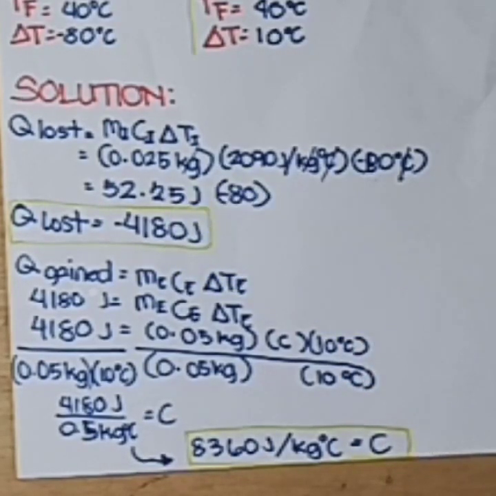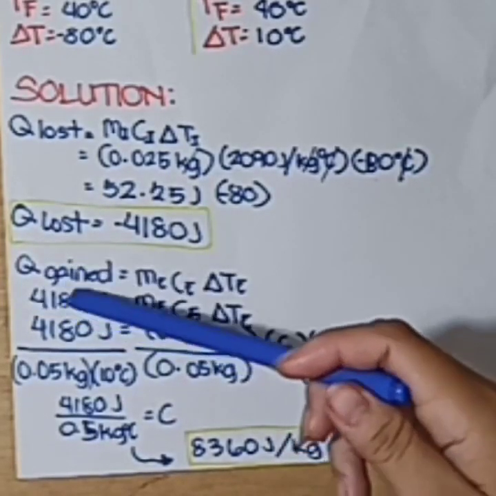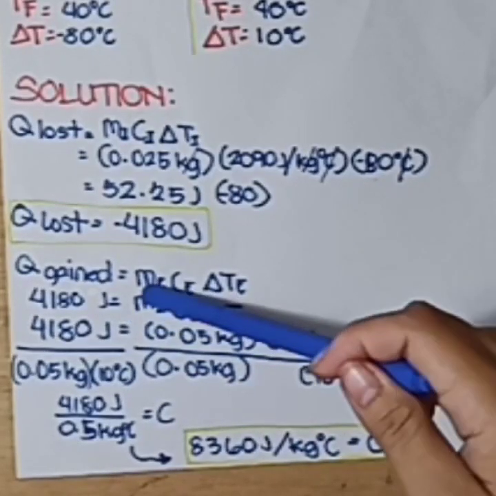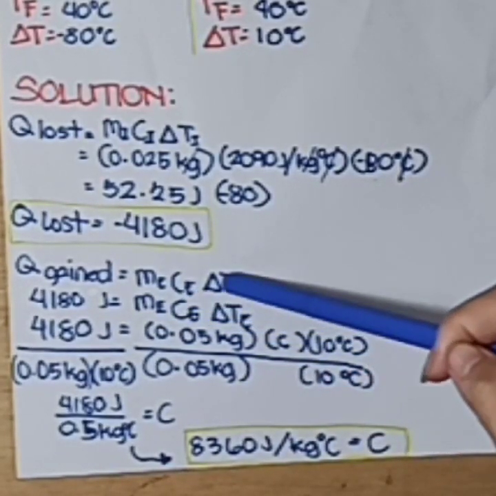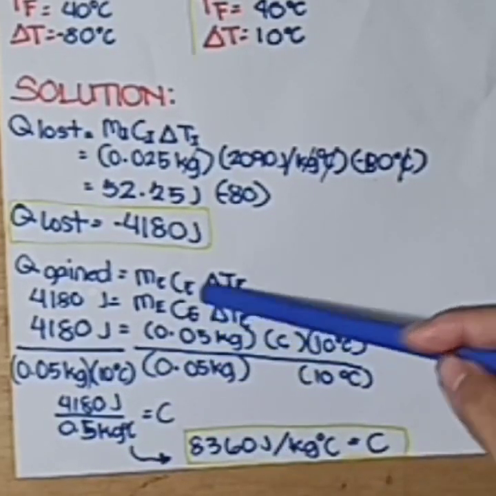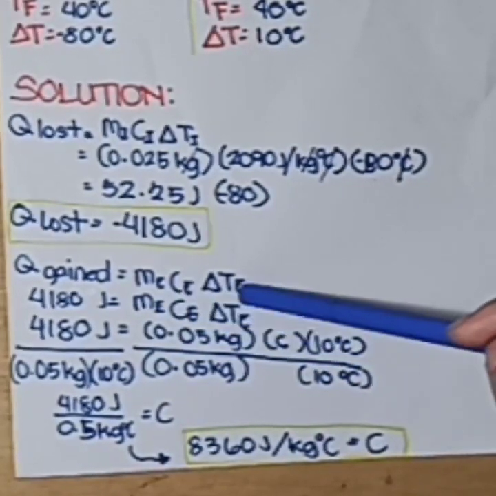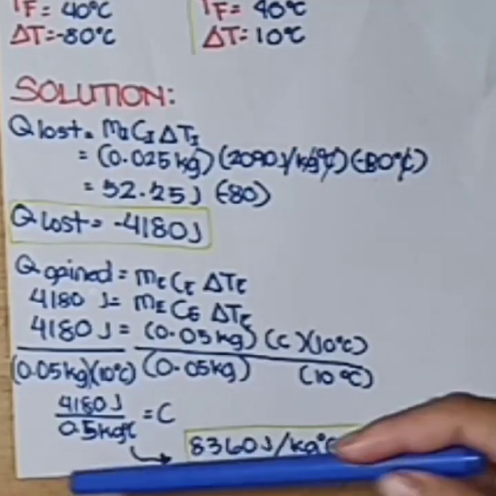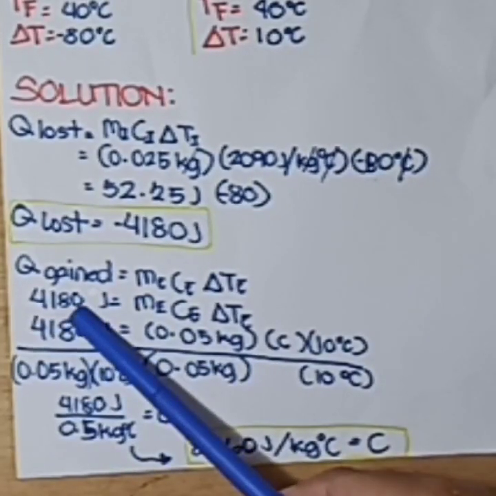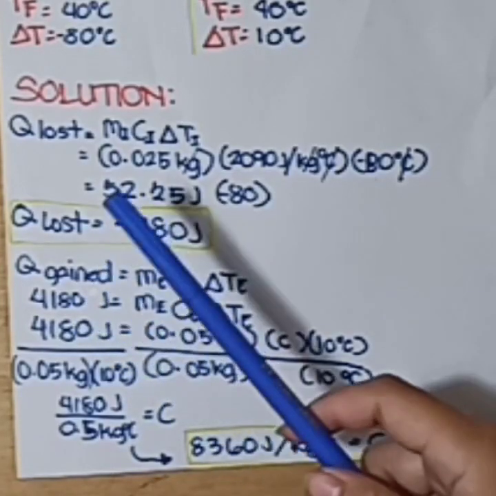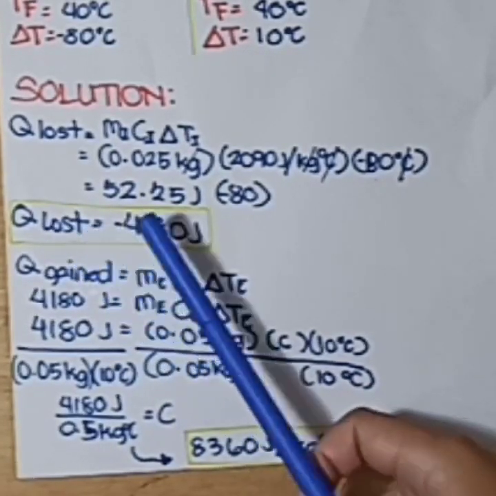4,180 joules. Next is the Q gain. We have the formula here. The Q gain is equal to mass times specific heat times change of temperature. And we put letter E as the coffee. Then we put it here the 4,180 joules, which we get here from the Q loss.